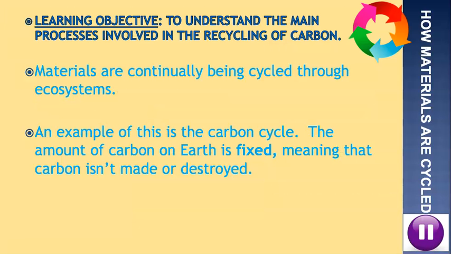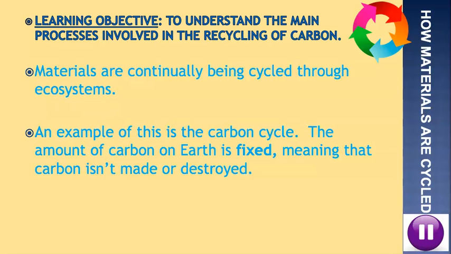Okay. Moving on then, so this is just a little bit of a summary of what I've just said on the last slide. Materials are continually being cycled through ecosystems. An example of this is a carbon cycle. The amount of carbon on Earth is fixed, meaning that carbon isn't made or destroyed, but carbon is cycled between living organisms and the non-living world.